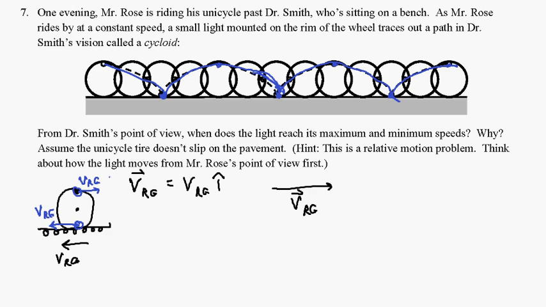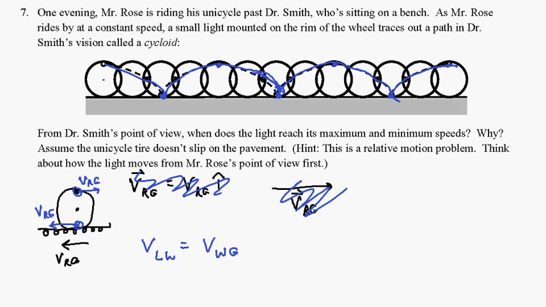So what you can see is that the speed of the light with respect to the center of the wheel is the same as the speed of the wheel with respect to the ground. So what I mean is that speed of the light with respect to the wheel is equal to the speed of the wheel with respect to the ground. I said Rose with respect to the ground, but whatever. Anyway, so these are the same. Now these are just speeds, they're not velocities, right? There's no direction to them.